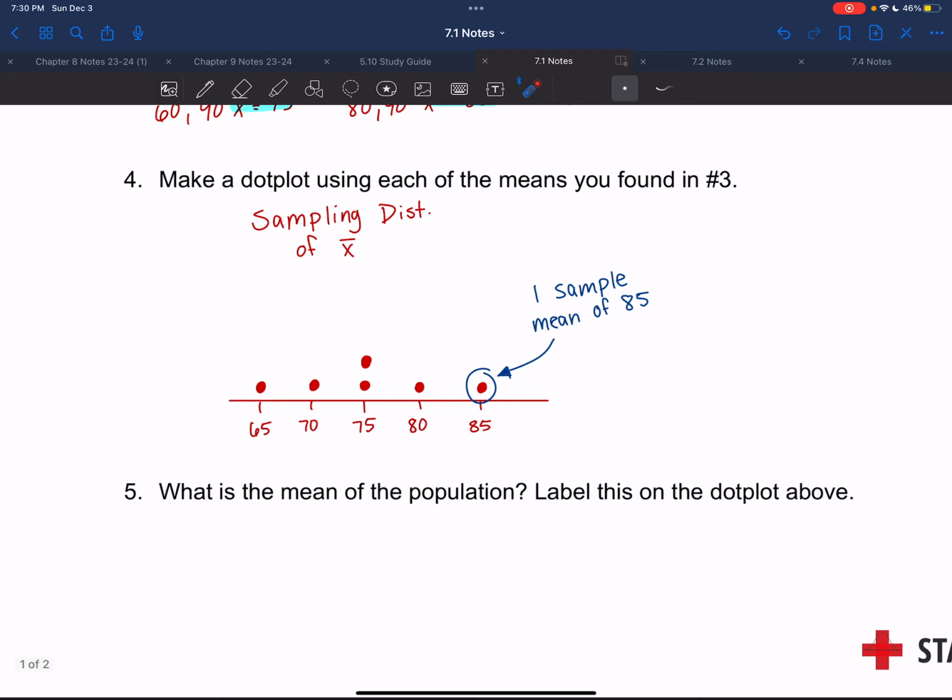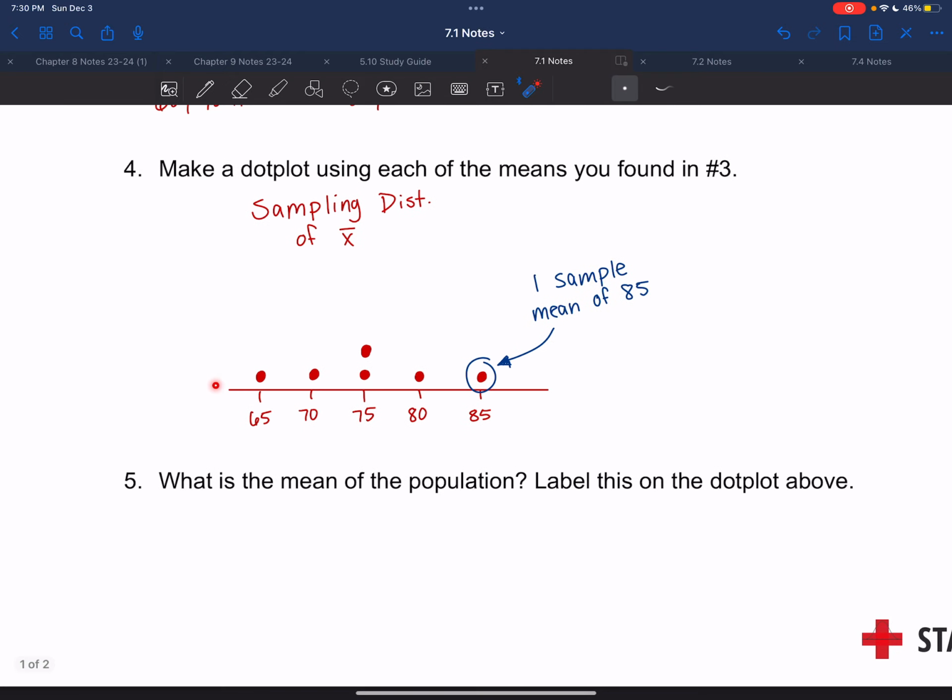So if we were to try and estimate the population mean based off this sample distribution, we might say that the population mean is right around maybe here. It might be 75. So we use mu as our population mean. We estimate it to be 75 based on this graph, this sampling distribution.